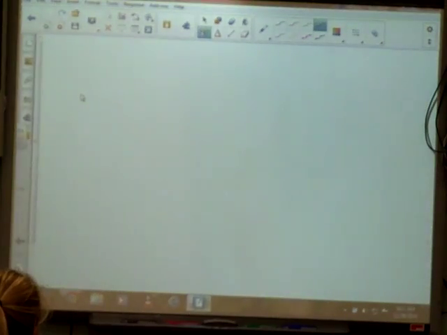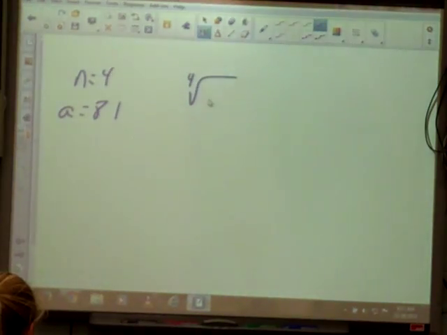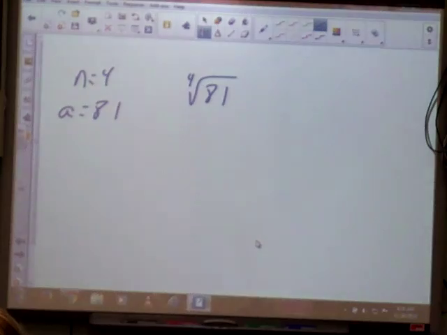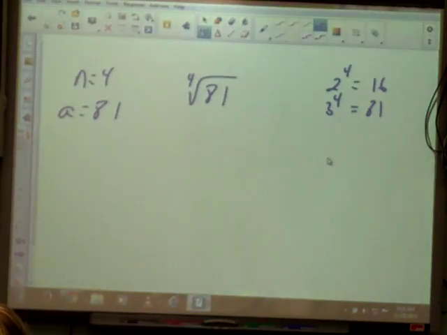How about n is 4 and a is 81? So we're wanting to find the nth root of a. To write that mathematically, that means the fourth root of 81. So I'm asking myself, what times itself 4 times equals 81? I know if I look at 2 to the 4th, 2 times 2 is 4, times 2 is 8, times 2 is 16. 3 to the 4th, 3 times 3 is 9, times 3 is 27, times 3 is 81. So I know it's got to be 3, but is it only 3?